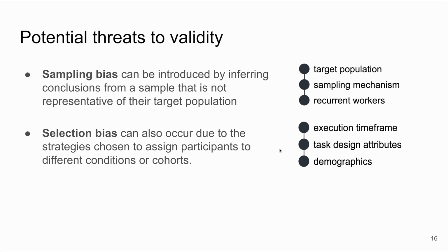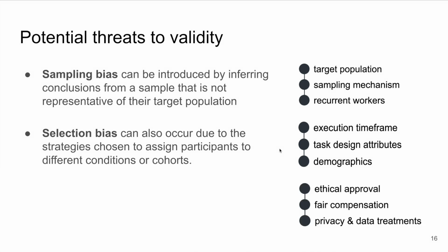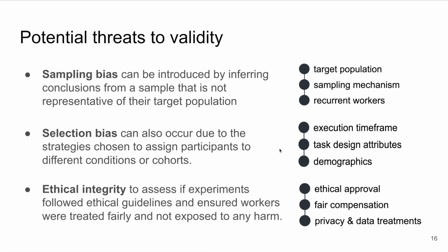For example, many papers did not report over what time frame the tasks were executed, which is associated with the active pool of workers in a platform. Furthermore, papers missed task design details such as instruction and compensation, which are known to impact performance. We just observed that the vast majority of the papers fail to report on attributes such as ethical approvals and fair compensation. Non-reporting on these attributes makes it difficult to assess if experiments follow ethical guidelines and ensure workers were treated fairly and not exposed to any sort of harm.